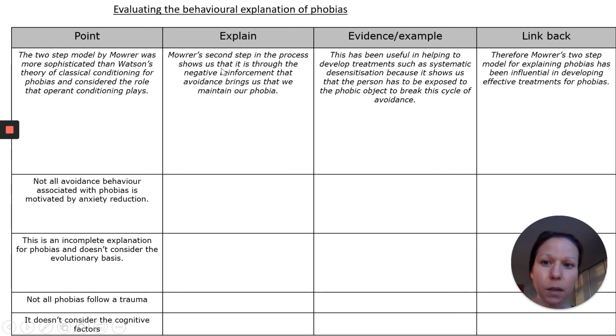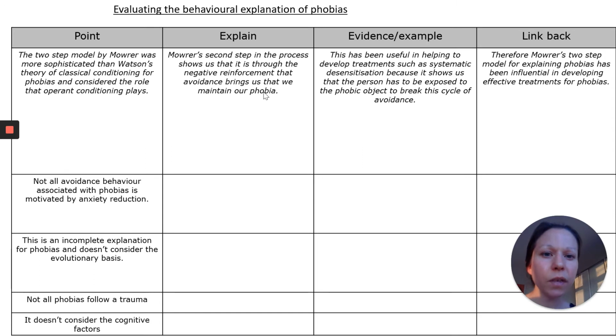So Mowrer's second step in the process shows us that it's through the negative reinforcement that avoidance brings us that we maintain our phobia. So remember, Kirsty is avoiding parties because of her fear of balloons, and because she didn't have a panic attack, and that meant that she'd avoided that unpleasant experience, she'll continue to avoid those situations. She'll maintain that behaviour. She maintains her phobia. So we've explained what we mean by that. We're then giving an example.